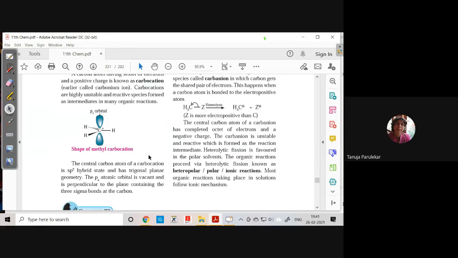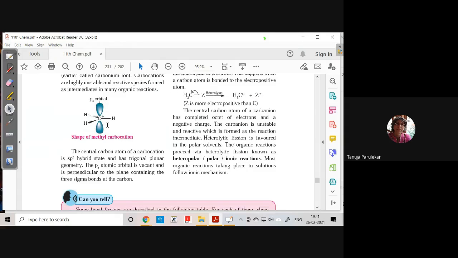Yeah, so here you can see that the central carbon atom of a carbocation is sp2 hybridized and has trigonal planar geometry. Same as sp2, the bond angle will be 120. The pz atomic orbital is vacant and is perpendicular to the plane containing the 3 sigma bonds.